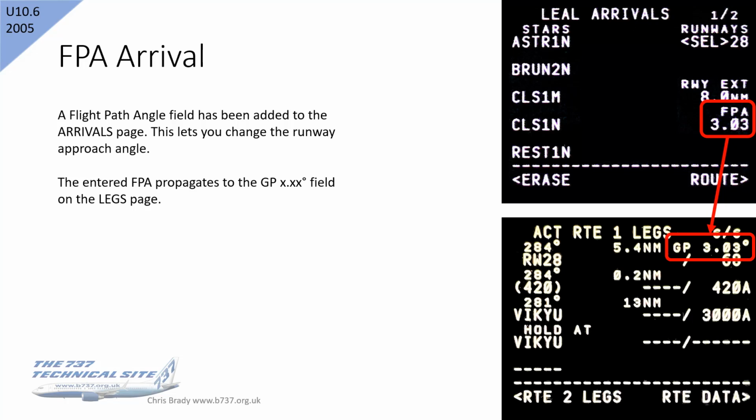Okay, next feature was the flight path angle arrival field. Something we all take for granted today, but pre-2005 it wasn't there. You could construct an extended centerline for a runway, but you couldn't declare the flight path angle for it. With 10.6 you could, and of course that, as we know, propagates forward to the legs page, where whatever FPA you put in is shown there as, oddly enough, a glide path, even though it isn't necessarily a glide path.